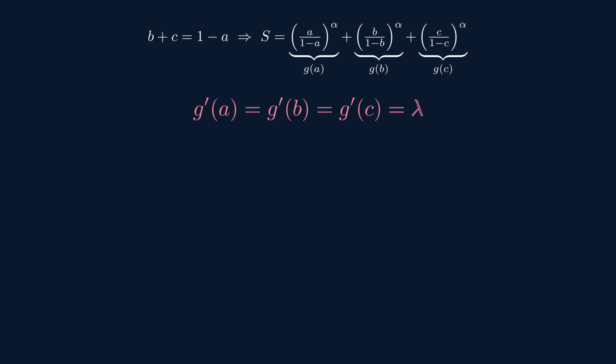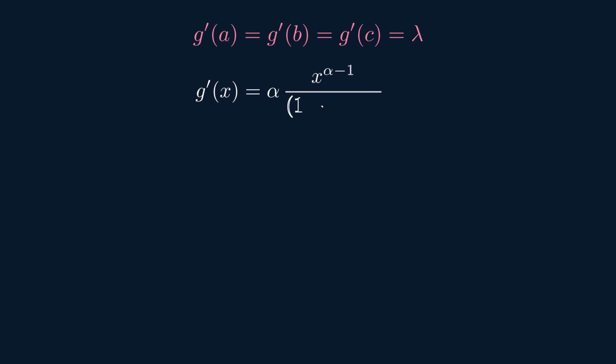Now, at the minimum, you can't make things better by shoving weight between the variables, and that forces all 3 slopes g' to be equal. If that feels hand-wavy, hang on, I'll actually show you why in a minute. Here's g', always positive, and honestly, its shape is the thing that does all the heavy lifting.